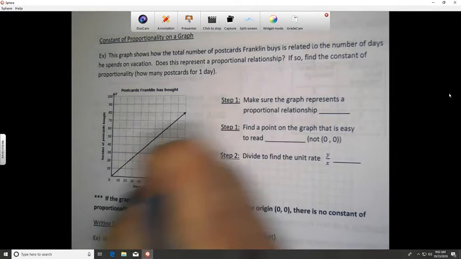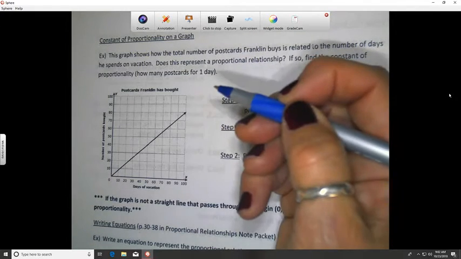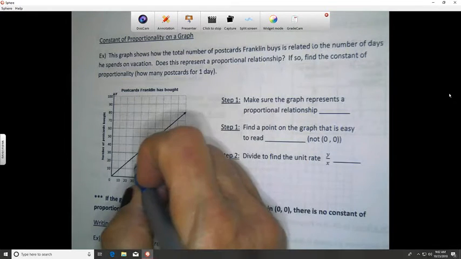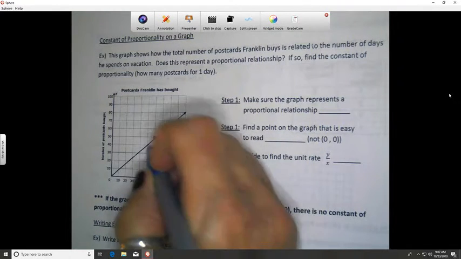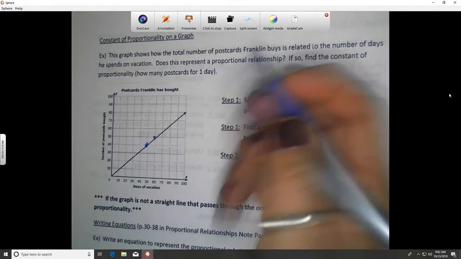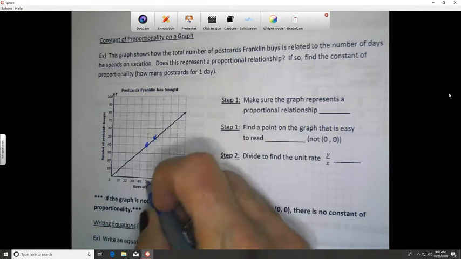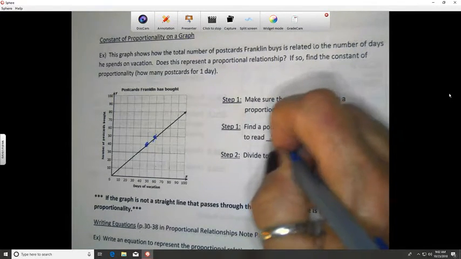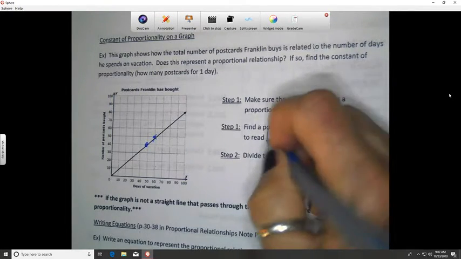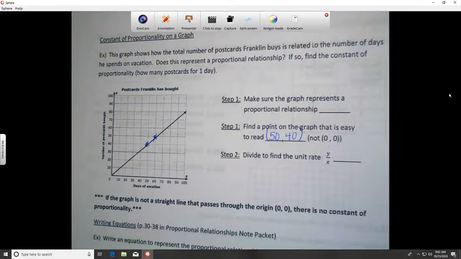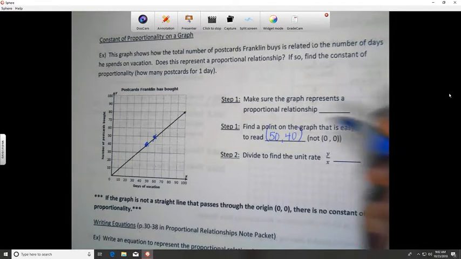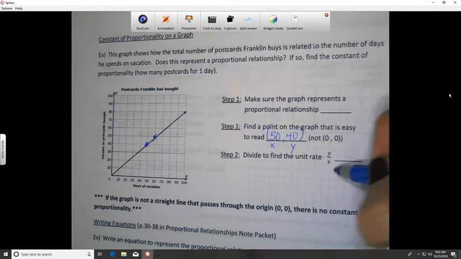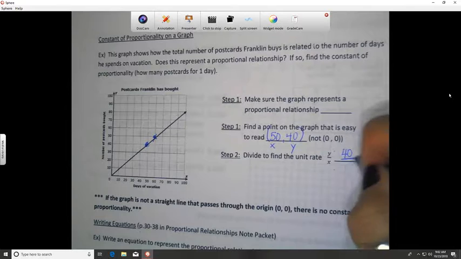I am going to go here. And let's see. Actually, here. I'm going to make 50, 40. I'm going to go 50, 40. Okay. So if I were graphing that, I would graph 50, 40, and I divide to find the unit rate by putting y over x, which is 40 over 50. What is my unit rate?